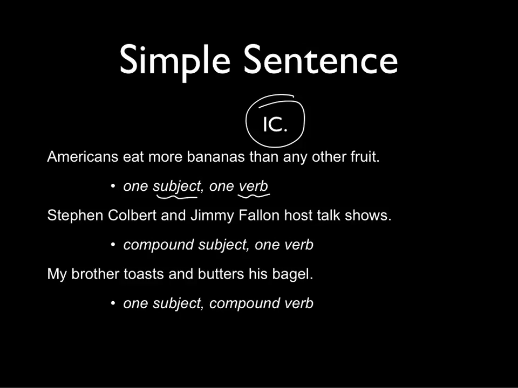So look at this sentence above. Americans eat more bananas than any other fruit. We have one subject, Americans, and we have one verb, eat. All of this stuff is just adding to our sentence, and we could go into more detail about what those are grammatically, but ultimately we have just one subject and one verb. Alternatively, you could have something called a compound subject or a compound verb and still just have one independent clause.